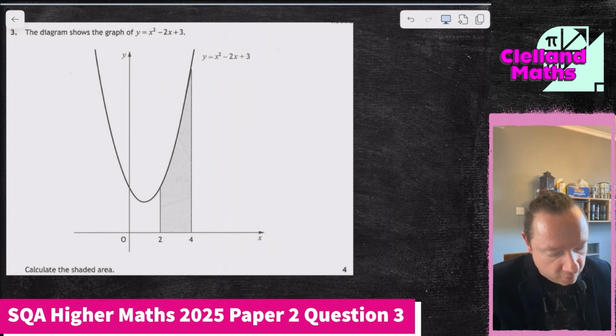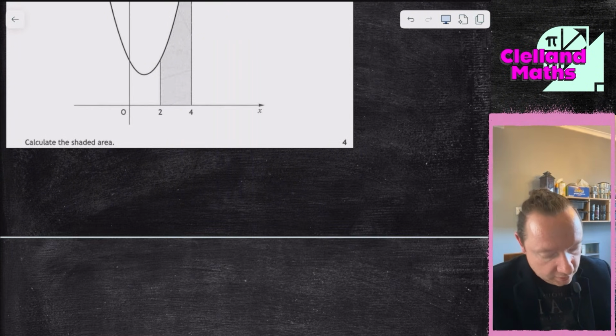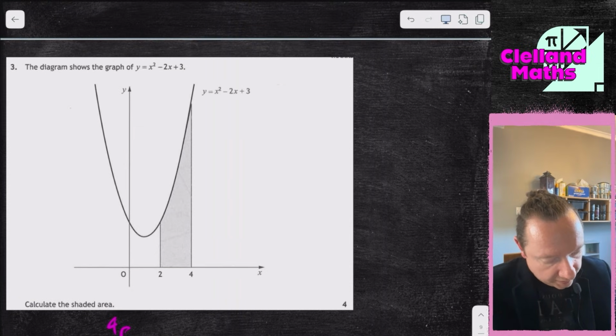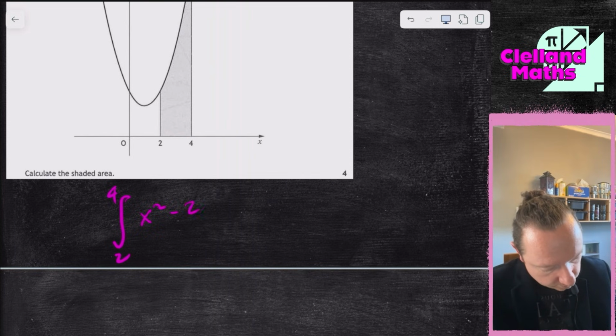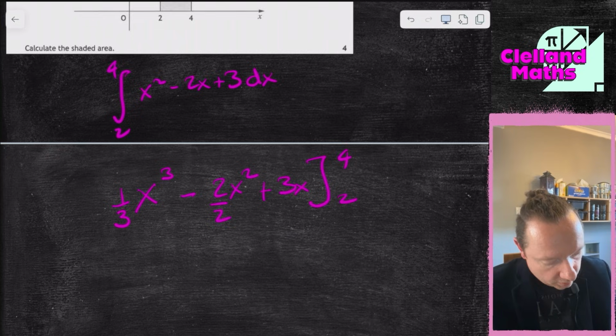2025, paper 2, question 3. The diagram shows the graph of y equals x squared minus 2x plus 3. Calculate the shaded area. Shaded area, the integral between 2 and 4 of the graph then. So it's the integral between 2 and 4 of x squared minus 2x plus 3 dx. Integrate, so add 1 to the power, divide by the new power, minus 2x squared divided by 2 plus 3x between 2 and 4.